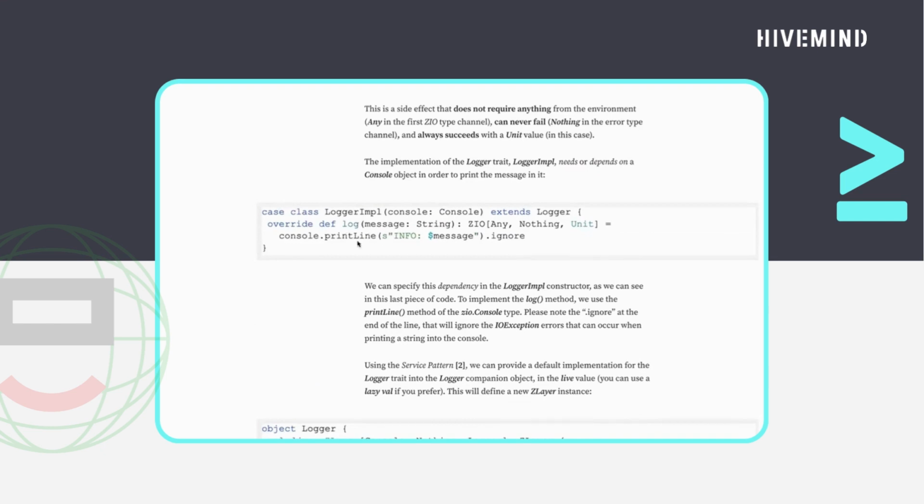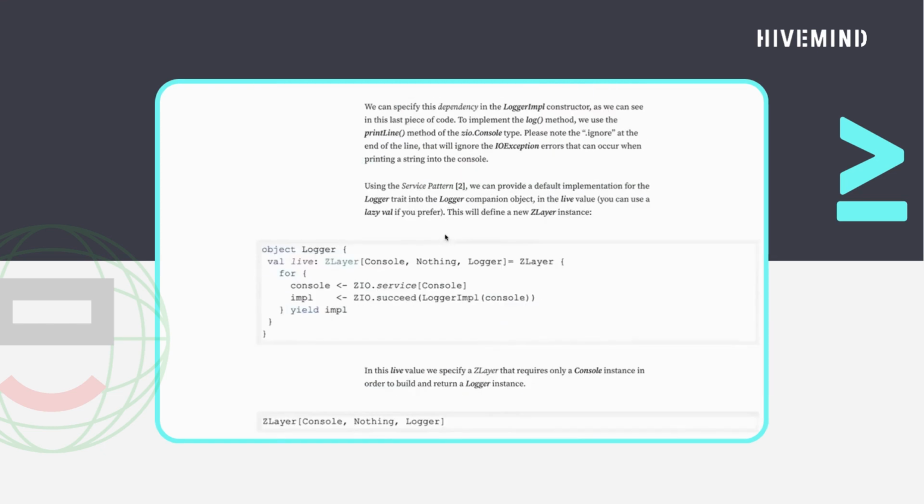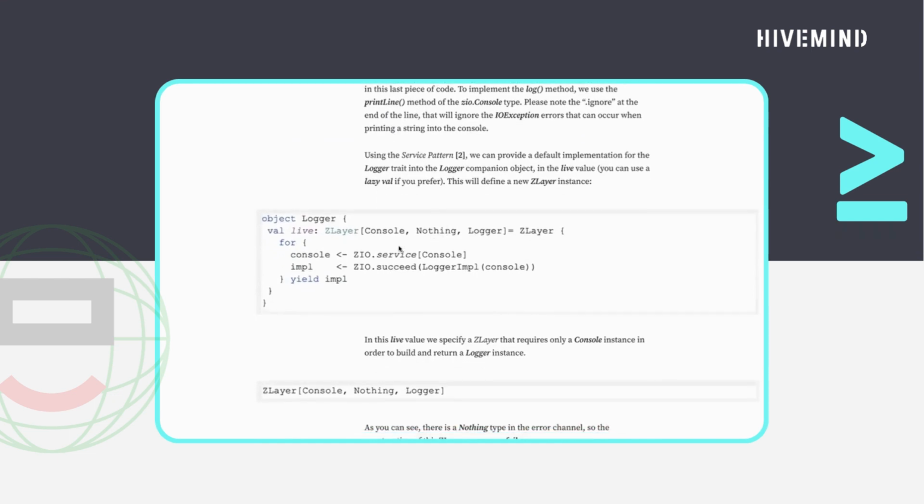So this is the implementation of the log message. And then for building the ZLayer that requires a console, because we want to write to the console, cannot fail, because in this case it's very simple, and returns a logger if the building of the ZLayer is successful. So yeah, that's actually a very important topic.